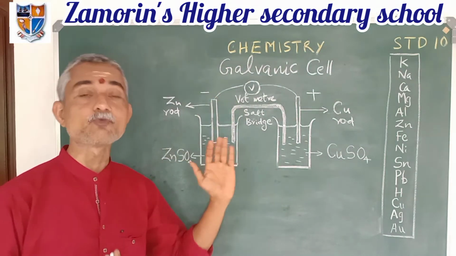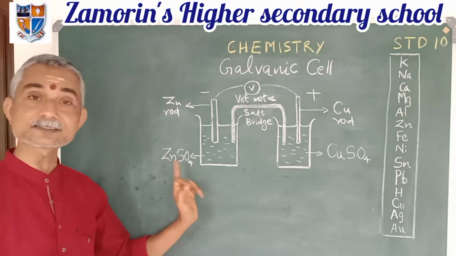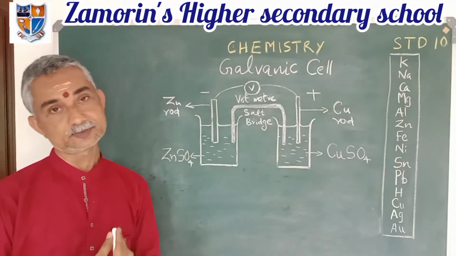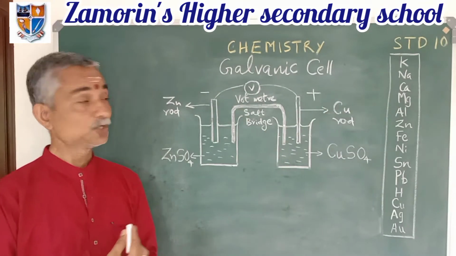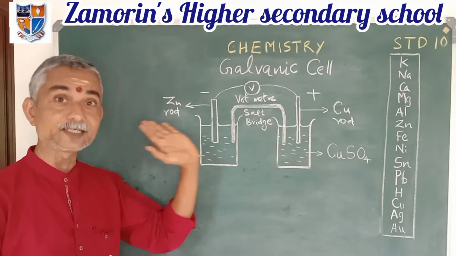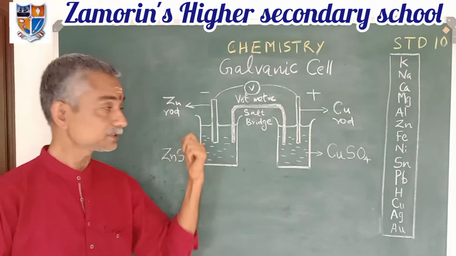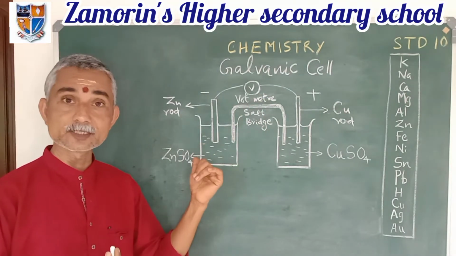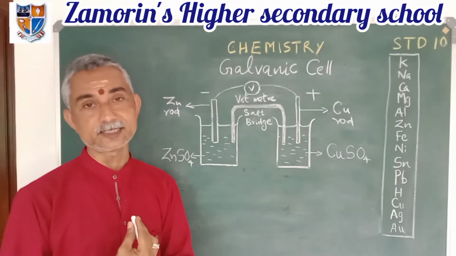Now see how it will work. See, a zinc rod is dipped in zinc sulfate solution and a copper rod is dipped in copper sulfate solution. Zinc is more reactive than copper. So zinc loses 2 electrons to the solution. Oxidation takes place here, and here copper accepts those 2 electrons, that is reduction takes place. So here oxidation and reduction take place simultaneously.